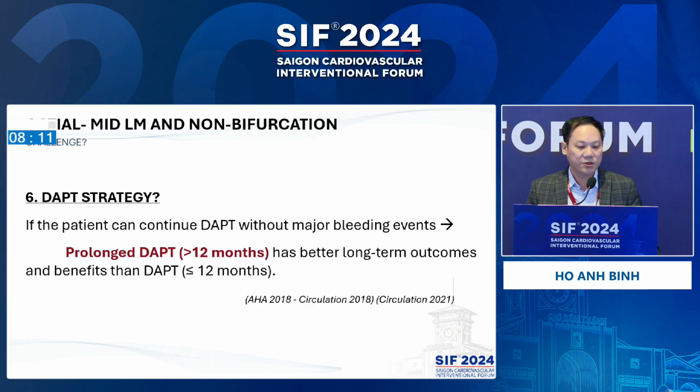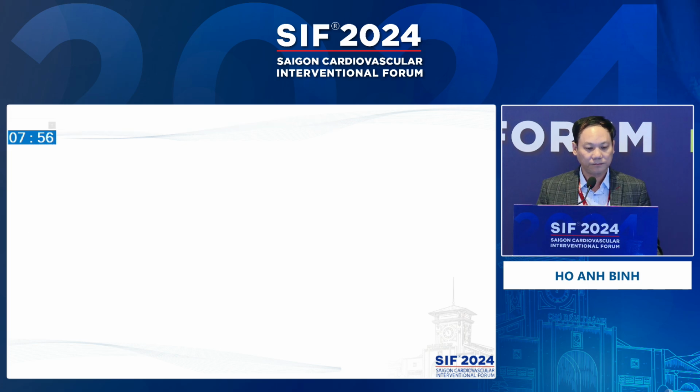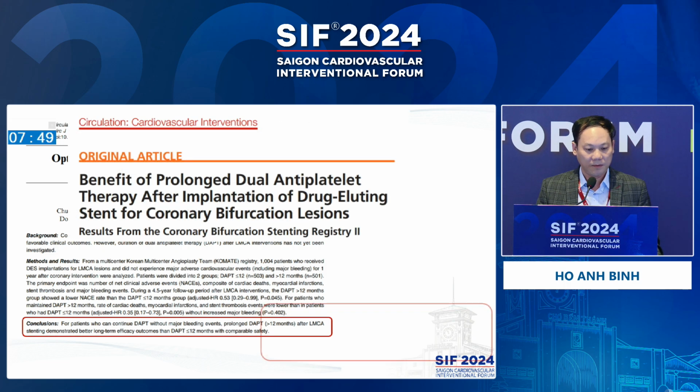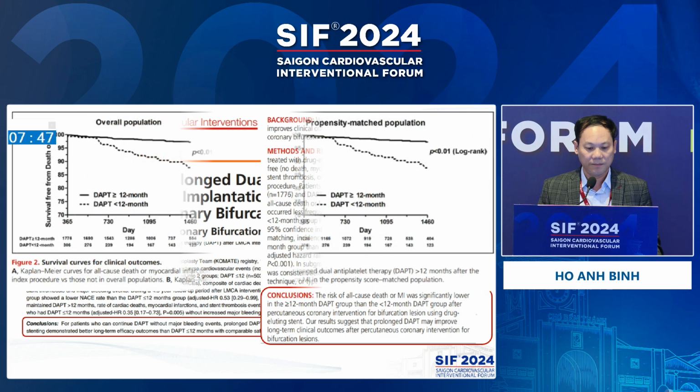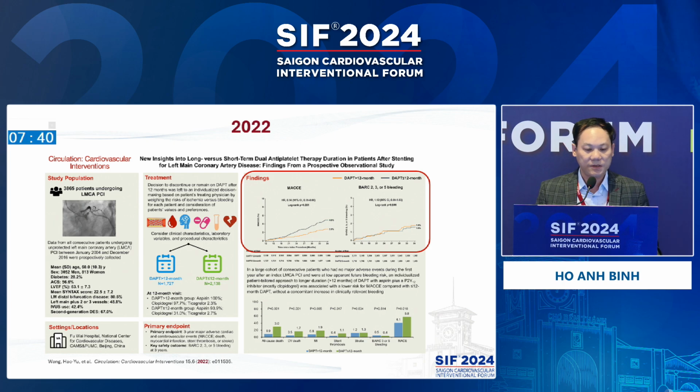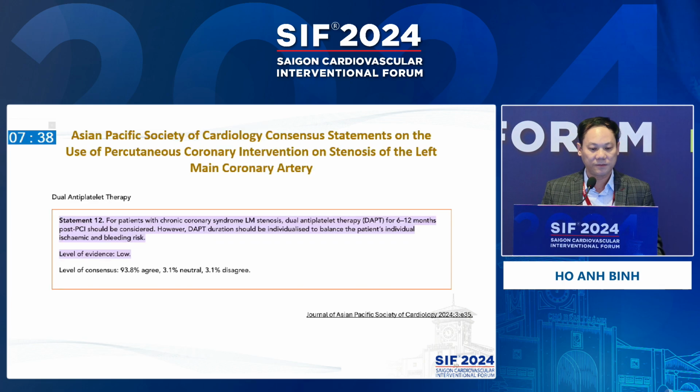And about the DAPT strategy, if the patient can continue DAPT without a major bleeding event, we need to prolong DAPT over 12 months, and it has a better outcome. And this is some research that helps us to do this. The MACE is reduced significantly after using DAPT over 12 months.